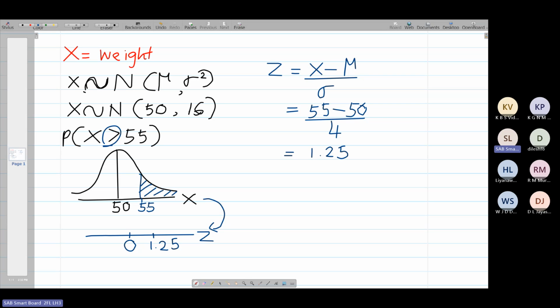Right hand side of the 0, all are positive values. Left hand side represents the negative values. This is also a number line. You know the number line: right of zero is positive and left of zero is negative. Okay? Then we can find out the probability value. Then you go to the Z table.